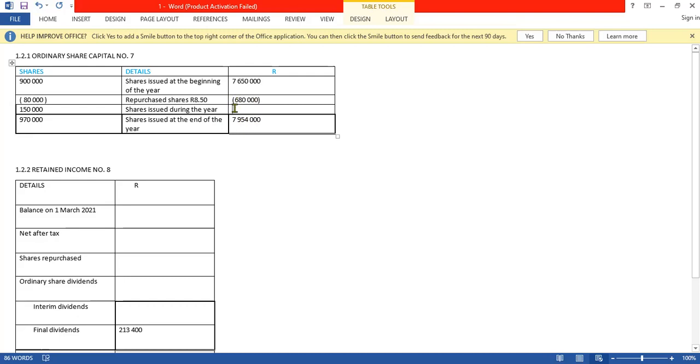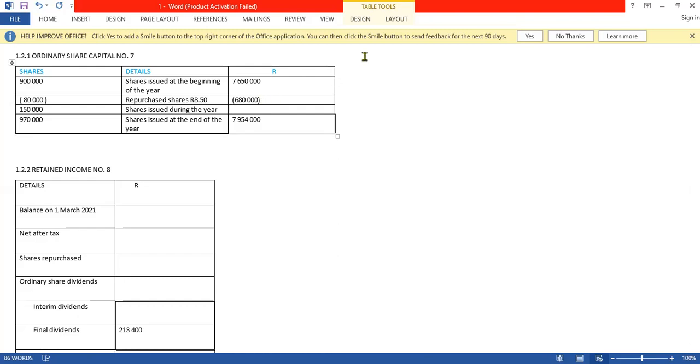So to calculate the total cost of the shares issued during the year, we are simply going to say 7,954,000 plus 680,000 subtract 7,650,000. So what was subtracted is going to be added, and what was added is going to be subtracted.